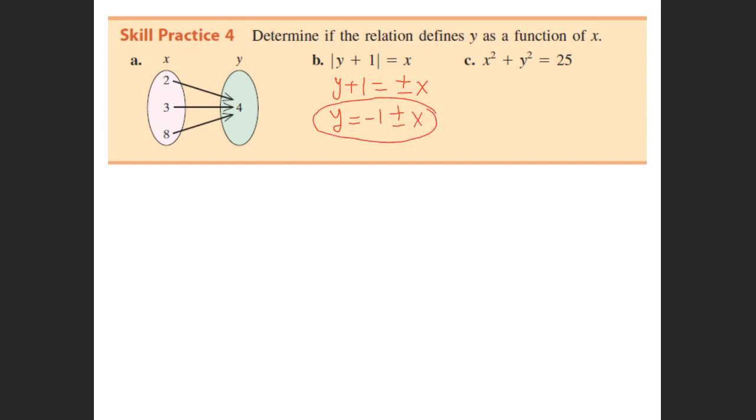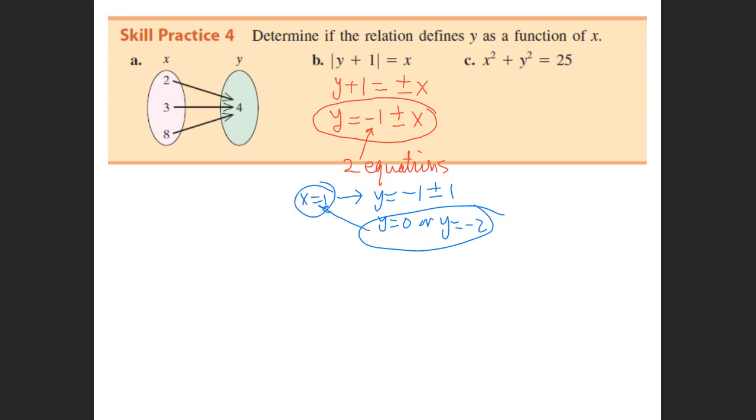How many equations do we have in this case, which defines y? 2 equations. Therefore, this is not a function. Matter of fact, we can't tell how many elements are matching x equals 1. When you substitute x equal 1, y will be minus 1 plus or minus 1. Therefore, y will be 0 or y will be minus 2. You see, 2 elements matching x equal 1.